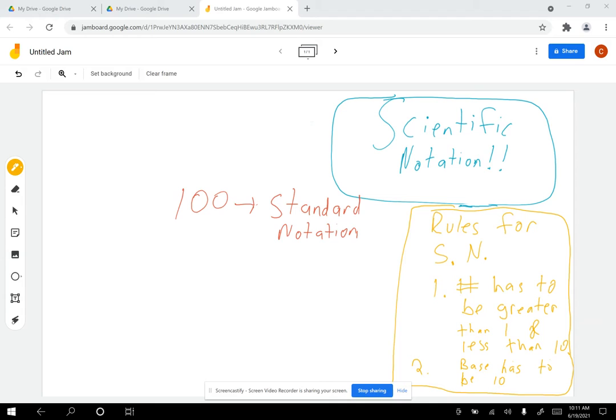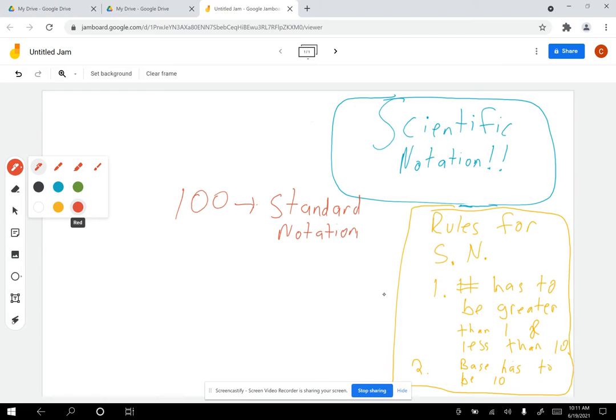As you can see by the title, we are going to be going over scientific notation, specifically converting from standard notation to scientific notation. What is standard notation? As you can see on the board, what I put is 100, and I wrote standard notation next to it. Any number that you can think of, whether it's 100, 150, 500, 670, all of these numbers are written in standard notation.